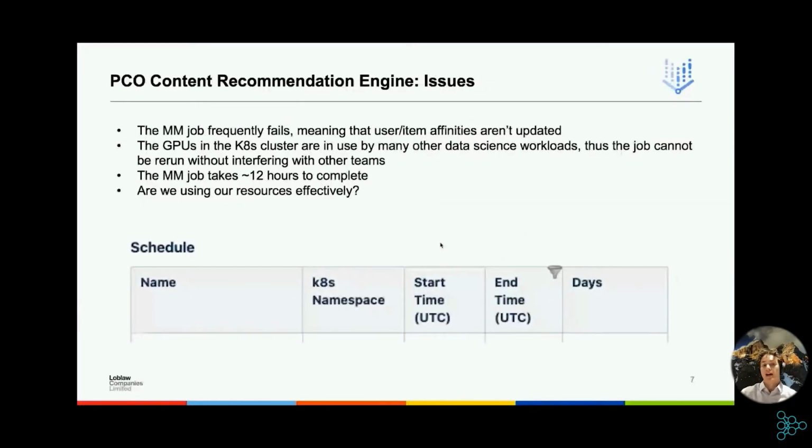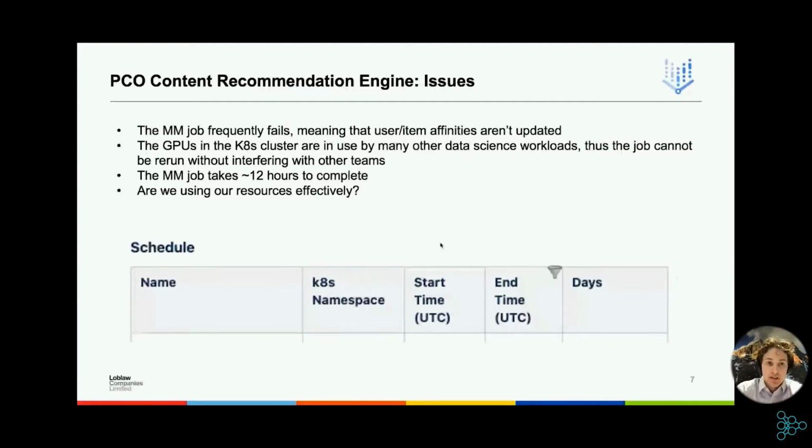In this pipeline, we have a few issues as it currently stands. Number one is that the matrix multiplication job frequently fails, which means that our user and item affinities aren't updated. This doesn't break our system because we still have the historical data from past weeks' runs. However, this is obviously not ideal since we want to have the most updated data for our users to use for our predictions.